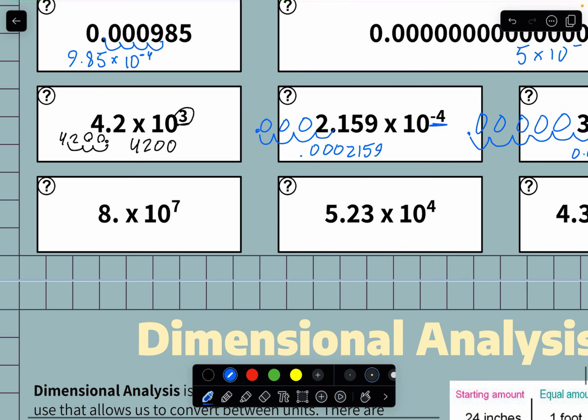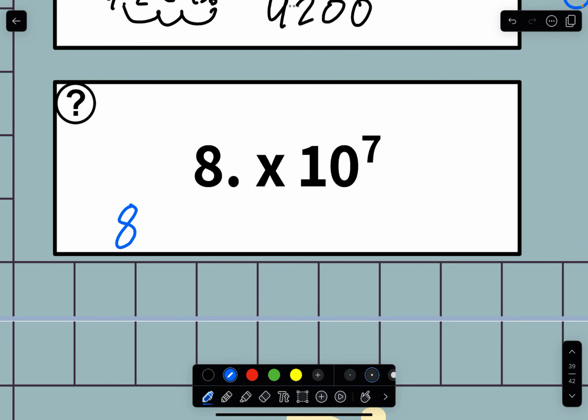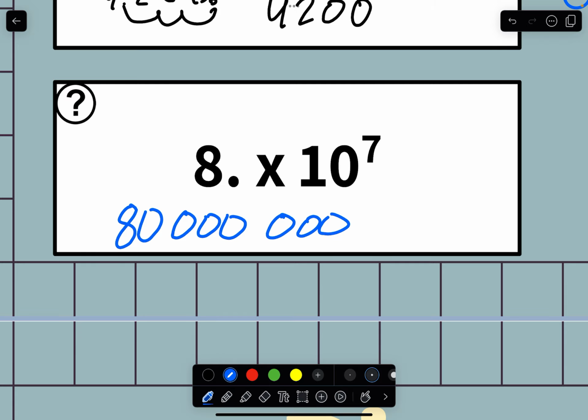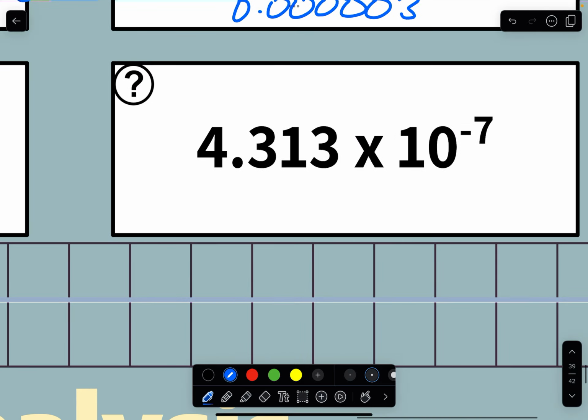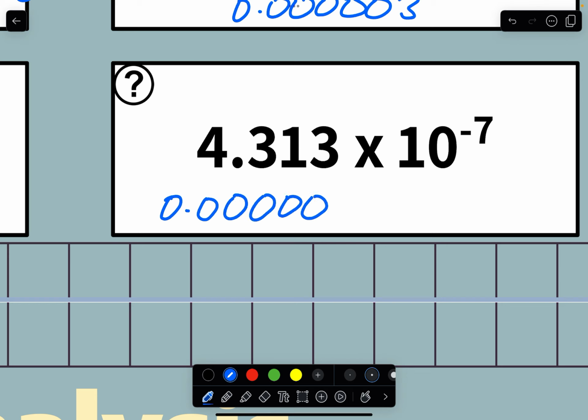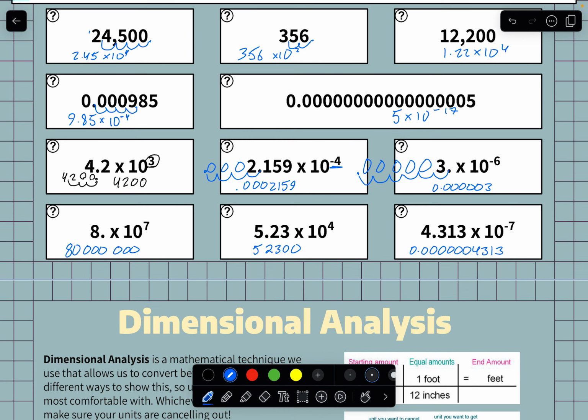And then try to do these ones on the bottom again. You should get 80 million for that answer. For this one in the center, you should get 52,300. And then 0.00004313. So 4 zeros, 4313. Okay, make sure you work through those. Make sure you get the same answers that I got there.